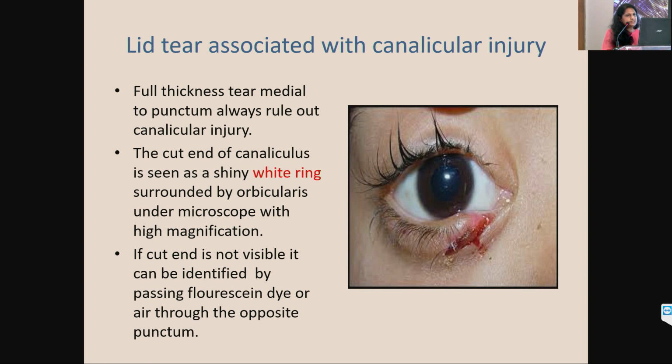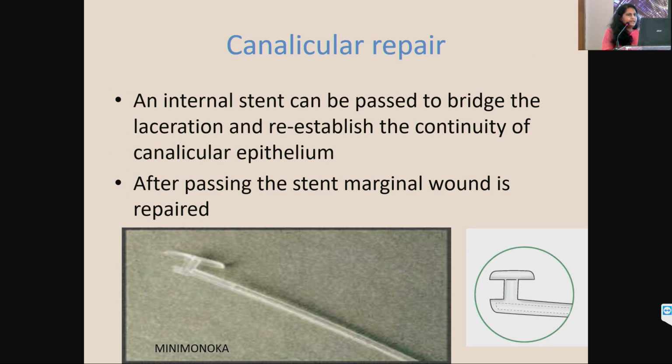Lid tear associated with canalicular injury. The cut end of canaliculus is seen as a shiny white ring surrounded by orbicularis muscle under microscope with high magnification. If cut end is not visible, you can pass fluorescent dye or air through the opposite punctum. For canalicular repair, an internal stent can be passed to bridge the laceration and re-establish the continuity. After passing the stent, the marginal wound is repaired.